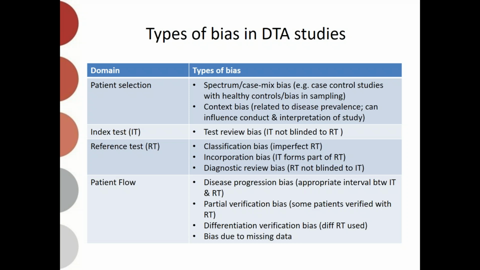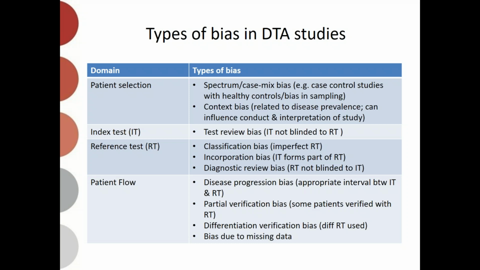You can have differential verification bias where different reference tests are used. For example, all the patients are subjected to an index test, and then 50% undergo verification with a reference test A, and 50% undergo verification with the reference test B. So this ultimately introduces bias in the estimates. Then there's also bias due to missing data from the flow, from the beginning of patient enrollment to looking at the results. There could be missing data due to samples getting lost, patients dropping out of the study, and so forth.